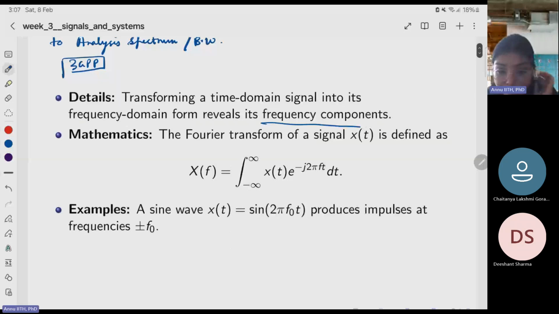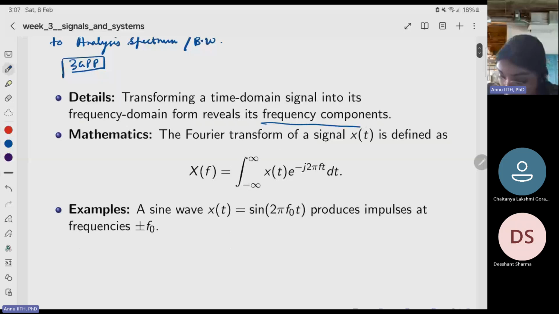So the Fourier transform of a signal x is defined as X of f equals, Fourier transform. Fourier is just the name of a scientist. And if you want to convert to the frequency domain.